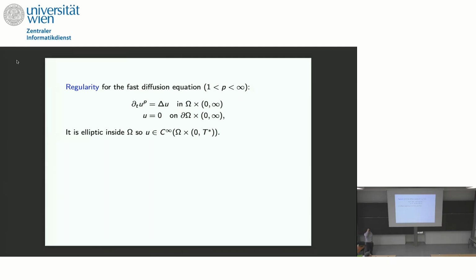As I said, we consider non-negative solutions, and because of infinite speed of propagation, the solution is immediately positive inside. So inside, it is uniformly parabolic and therefore smooth. The difficult part is on the boundary, because u equals 0 on the boundary. If you take the derivative of u to the power p inside, you will see singularity near the boundary.